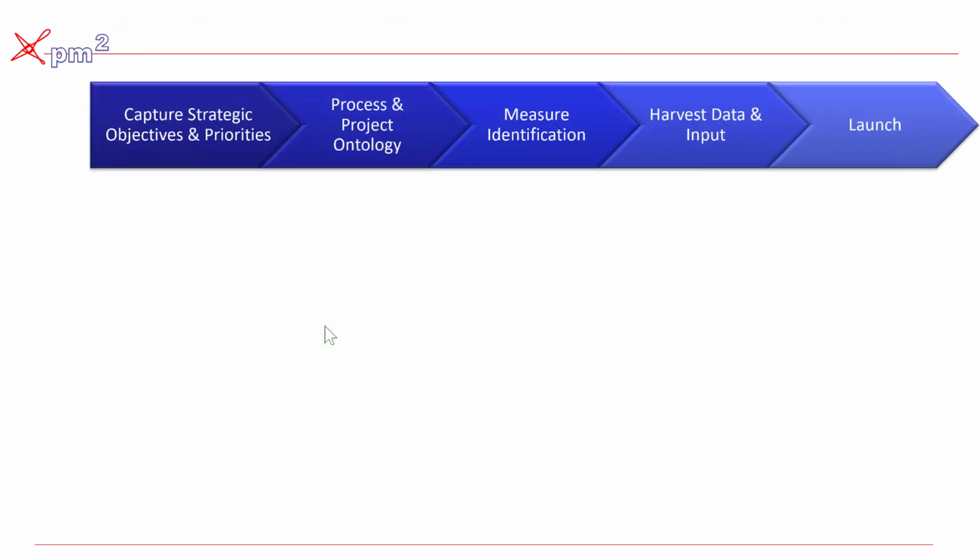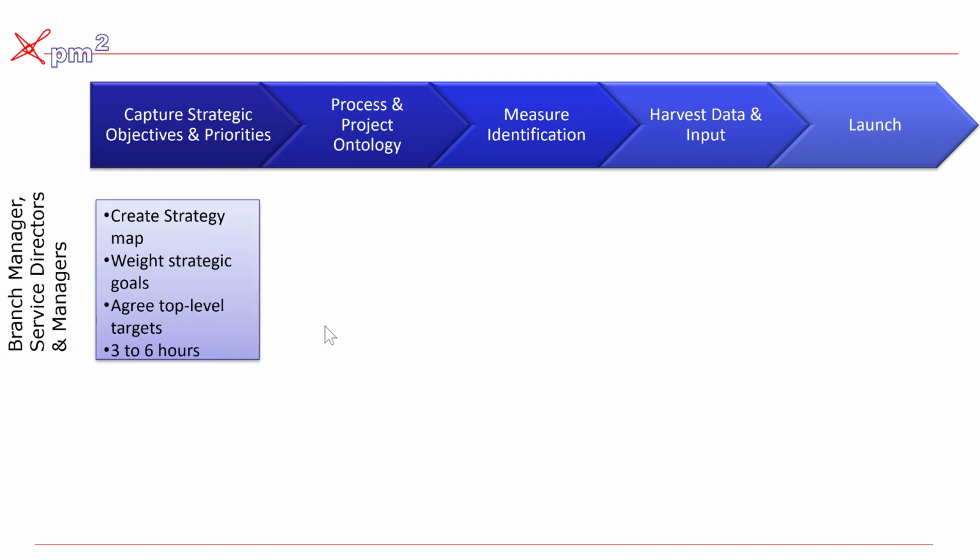So to recap what the teams and timing is, we've got one team which is the senior team, the branch managers, service directors, and managers, and for about 3 to 6 hours on Monday they'll create that strategy map, weight the strategic goals, and agree on the top level targets, which should be easy. They just come from your budgets.